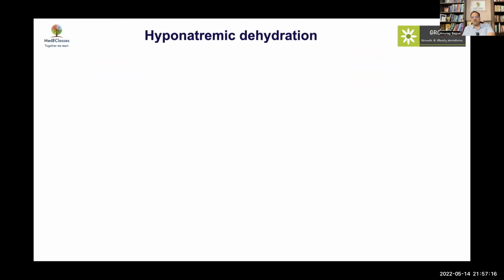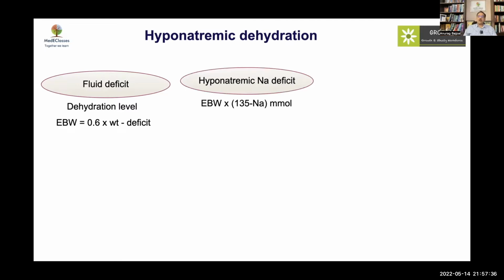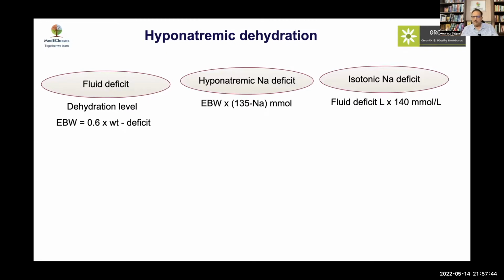Now, often we have to answer how you manage hyponatremic dehydration. There are various ways to do that, and we have put forward a simplified way. You look at how much the fluid deficit is based upon dehydration level; the estimated body water will be 0.6 into weight minus deficit. Then you calculate the hyponatremic sodium deficit, which is estimated body water into 135 minus sodium. Isotonic sodium deficit is fluid deficit into 140.